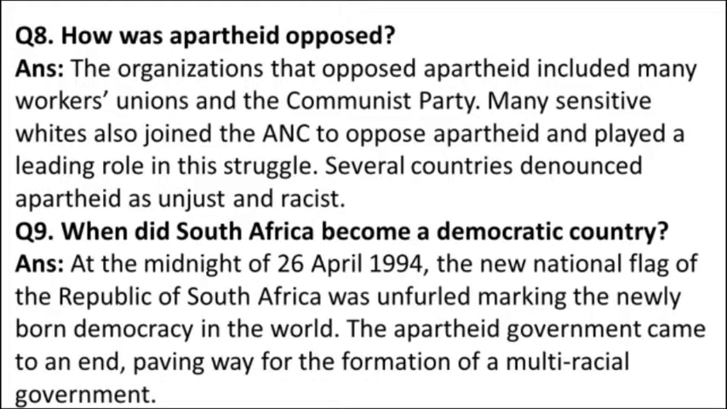Question number 9. When did South Africa become a democratic country? Answer. At the midnight of 26 April 1994, the new national flag of the Republic of South Africa was unfurled, marking the newly born democracy in the world. The apartheid government came to an end, paving way for the formation of a multiracial government.